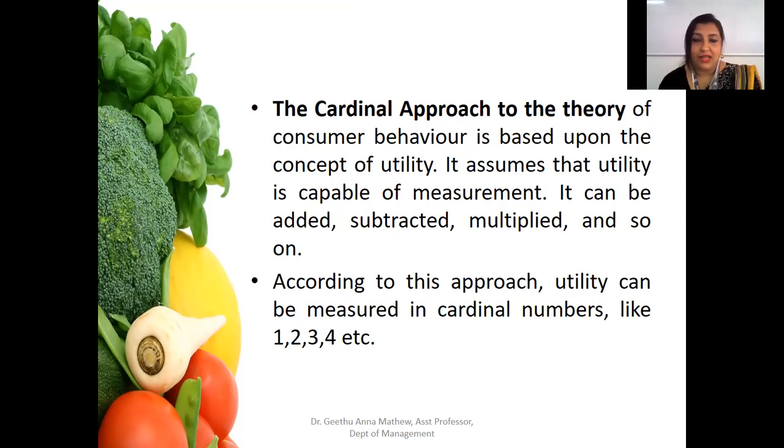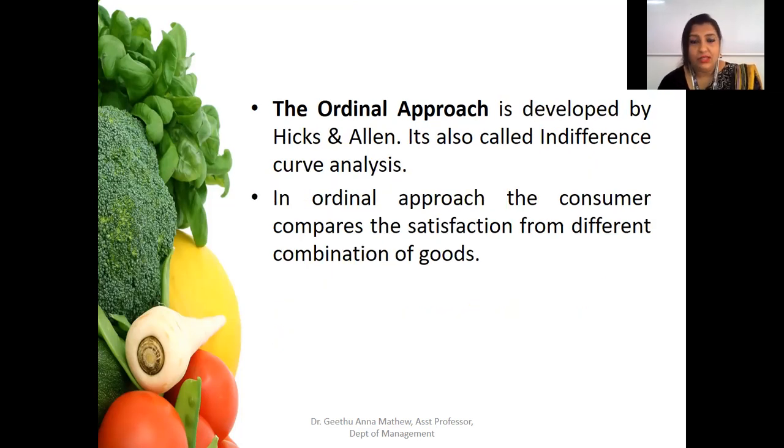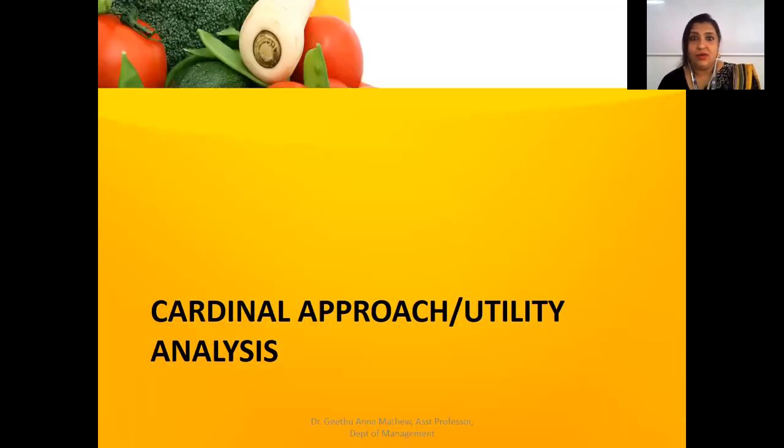So, cardinal approach and ordinal approach. According to the cardinal approach, we assume that utility can be measured, so it can be added, subtracted, multiplied, and so on. Utility can be measured in cardinal numbers like 1, 2, 3, 4, etc. Whereas the ordinal approach, developed by Hicks and Allen, is also called indifference curve analysis. In the ordinal approach, the consumer compares the satisfaction from different combinations of goods. So that is the ordinal approach.